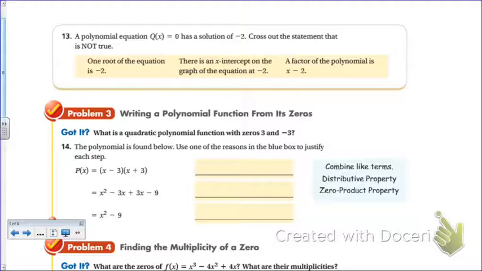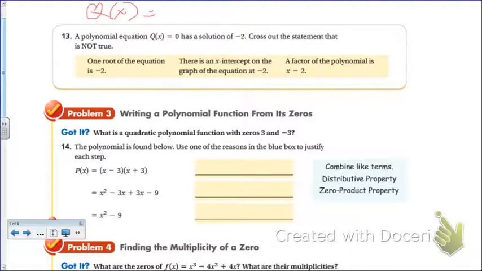Okay, number 13, a polynomial equation, q of x. So that's supposed to represent our equation. If we take a polynomial and set it equal to 0, it says it has a solution of negative 2. It says cross out the statement that is not true. We don't even really know what q of x is, but we know that it has a solution of 2.